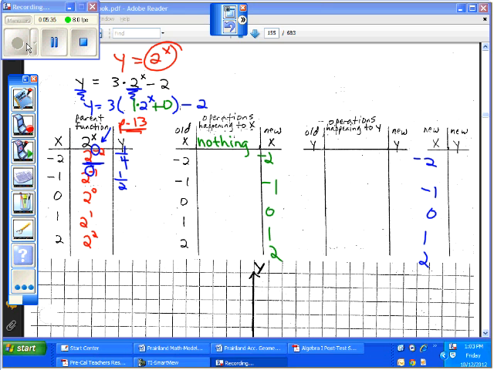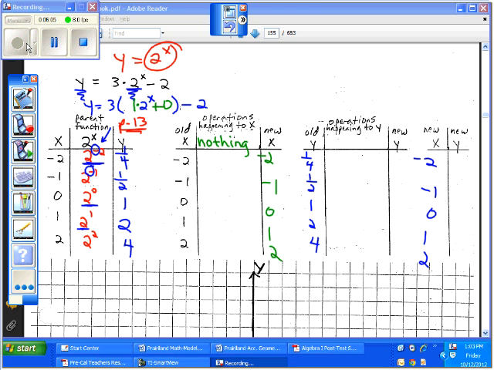And then another one that people tend to mess up on, if you haven't done your memory work: any number raised to the 0 power is 1. Any number raised to the first power gives you that number, or itself. And to the second means times itself, which would be a 4. So my old y's are 1/4, 1/2, 1, 2, and 4.